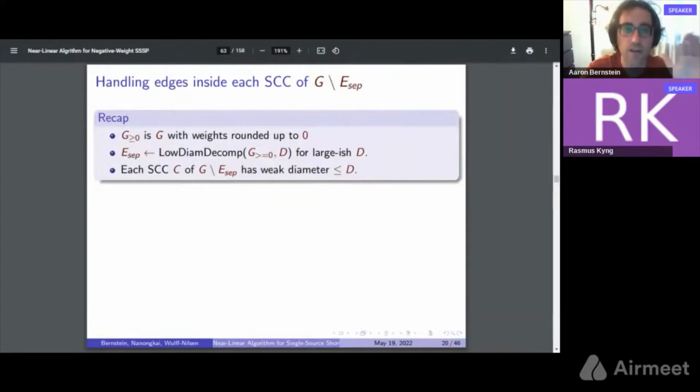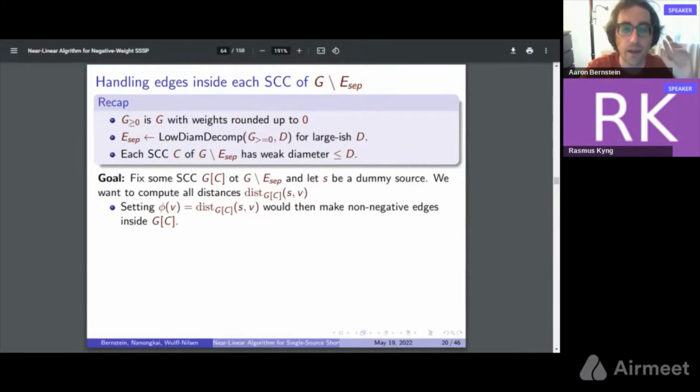So we're going to focus just on the edges inside one SCC. So the recap is we have our graph, we round up all the edge weights to 0 so that we can run our low diameter decomposition. And now we have a bunch of SCCs with weak diameter D, and we're going to focus on one of those SCCs. And our goal is inside that SCC, we want to find the price function that makes all the edges non-negative. And recall that the way to do that is to pick a dummy source and compute distances from the dummy source to every vertex in the SCC. But now we have to compute those distances in the actual graph, not in this rounded up graph. So we have negative weights that we have to deal with. And so the question is, how do we do that? How do we compute distances inside this SCC?